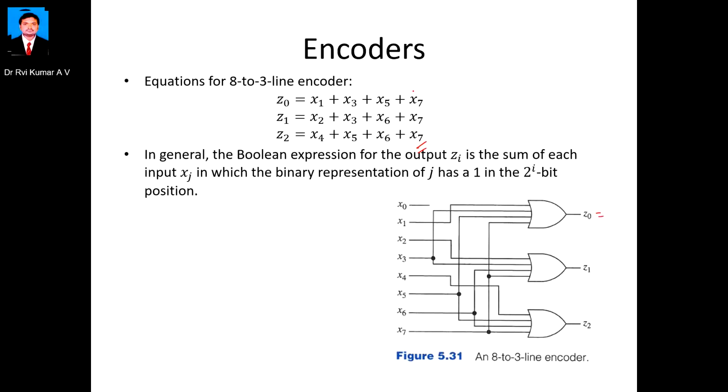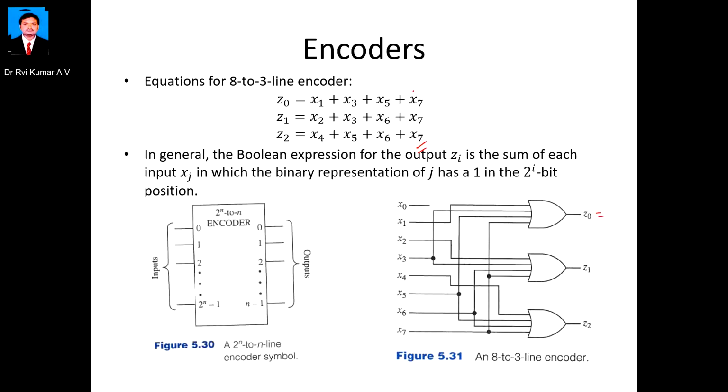In general, the Boolean expression of the output Zi is the sum of each input xj, in which the binary representation of j has a 1 in the 2 power i bit position. Here we have 2 power n inputs, starting from 0 to 2 power n minus 1, and we have n outputs, 0 to n minus 1. So this is a 2 power n to n encoder.